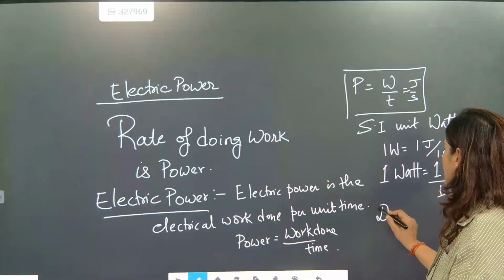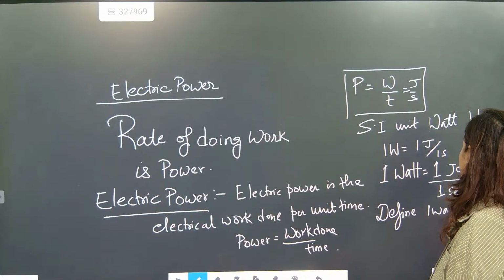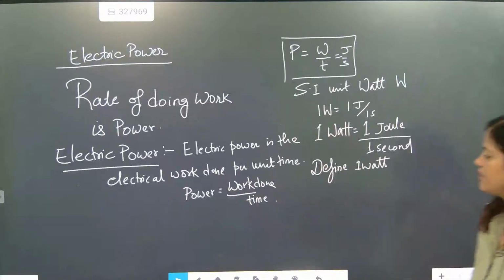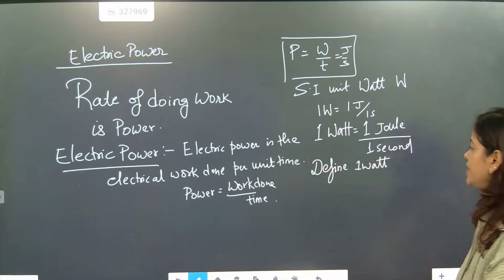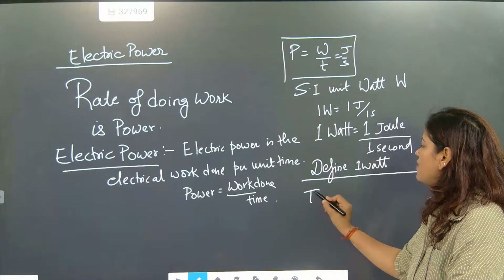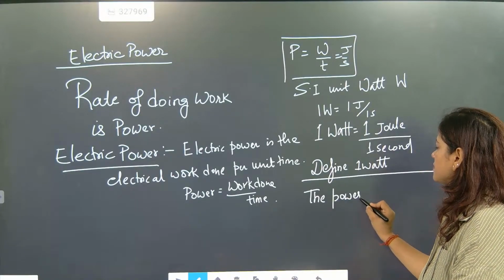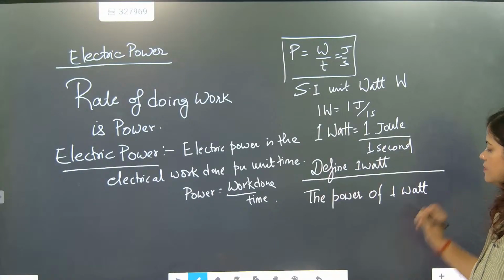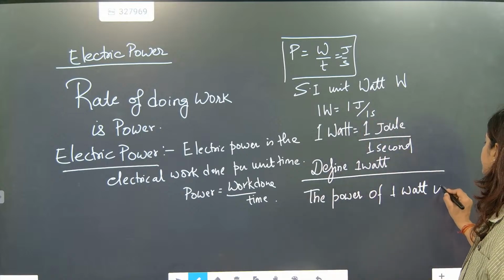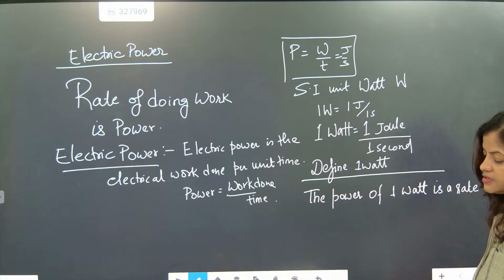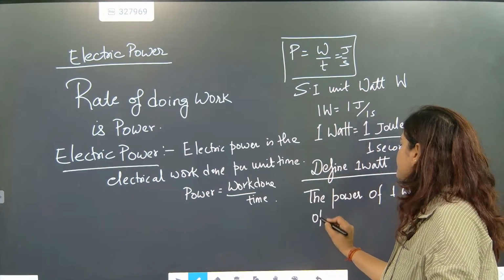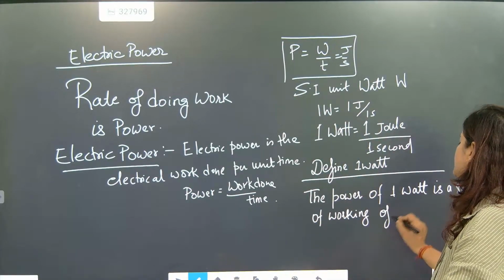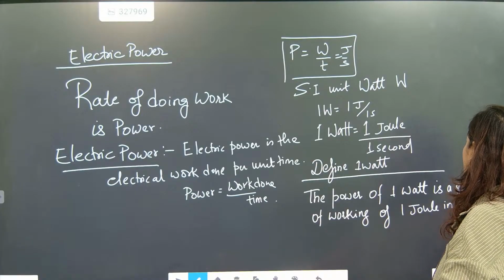If somebody asks you to define 1 watt, what will you write? Definition of 1 watt: the power of 1 watt is a rate of working of 1 joule in 1 second.